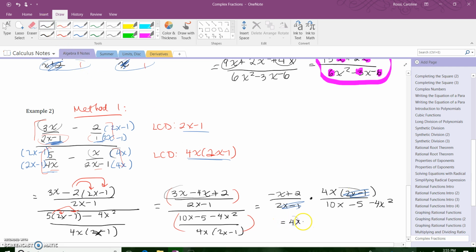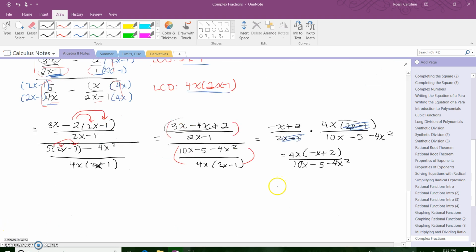And I have a 4x on top. I have a negative x plus 2. And down here, 10x minus 5 minus 4x squared. One thing I can think of to do to make this look a little nicer is just to distribute that. So negative 4x squared plus 8x. And let's write this in the standard form where we go in decreasing order of exponents. And there's our final answer.